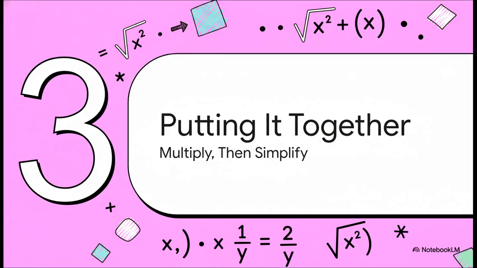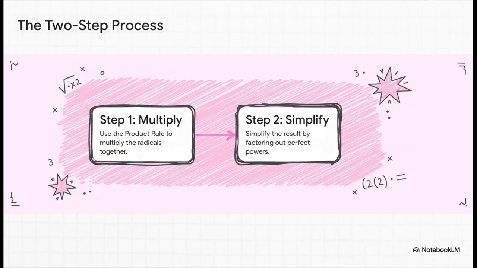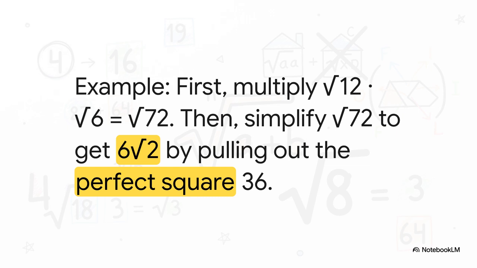Okay, you've made it this far. We have our two key skills down. We know how to multiply, and we know how to simplify. Now, it's time to put them together into one powerful process. And honestly, it really just boils down to this two-step recipe. Step 1, you multiply. Use the product rule just like we did. Step 2, you simplify. Take the results and clean it up by pulling out any perfect squares. Multiply, then simplify. That's the rhythm. Okay, let's see this two-step process in the wild.